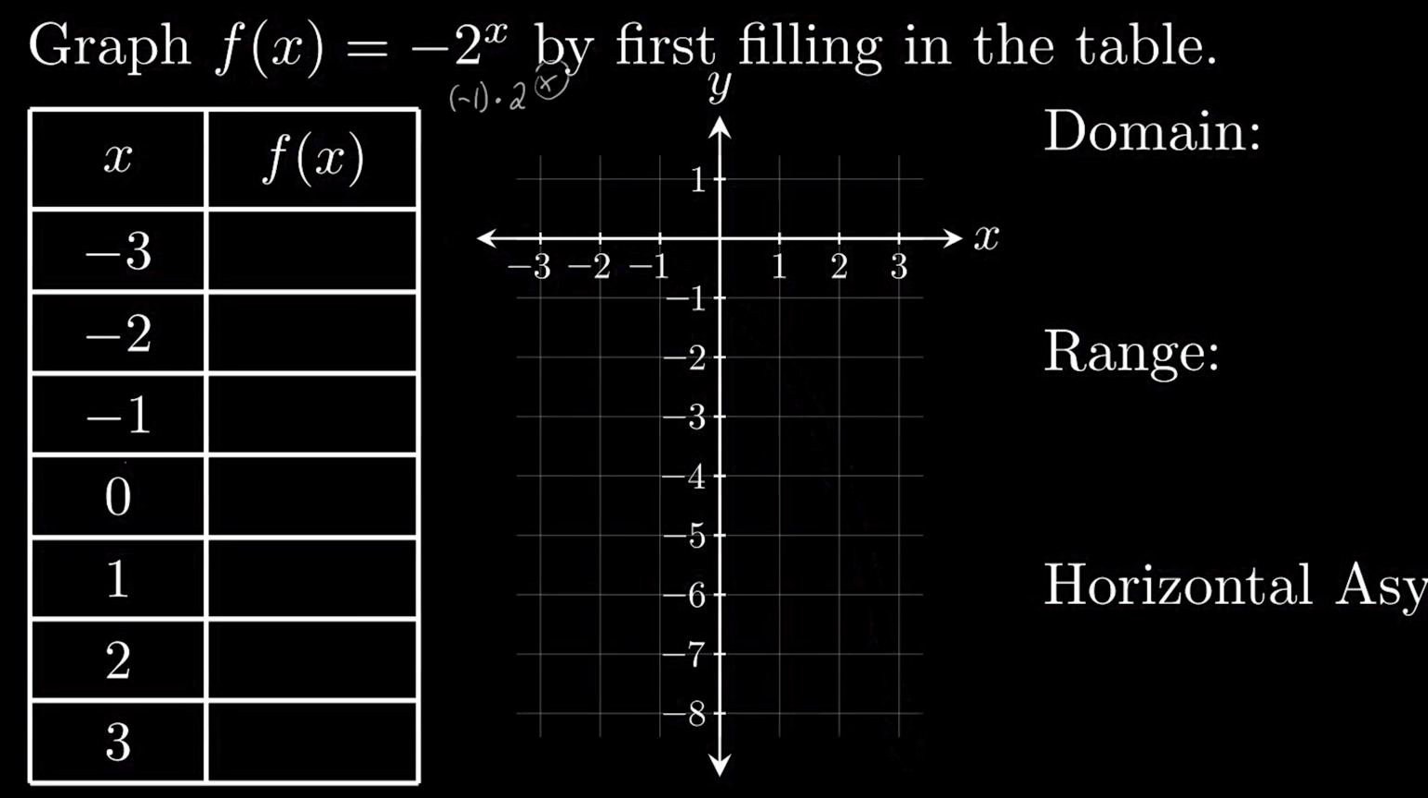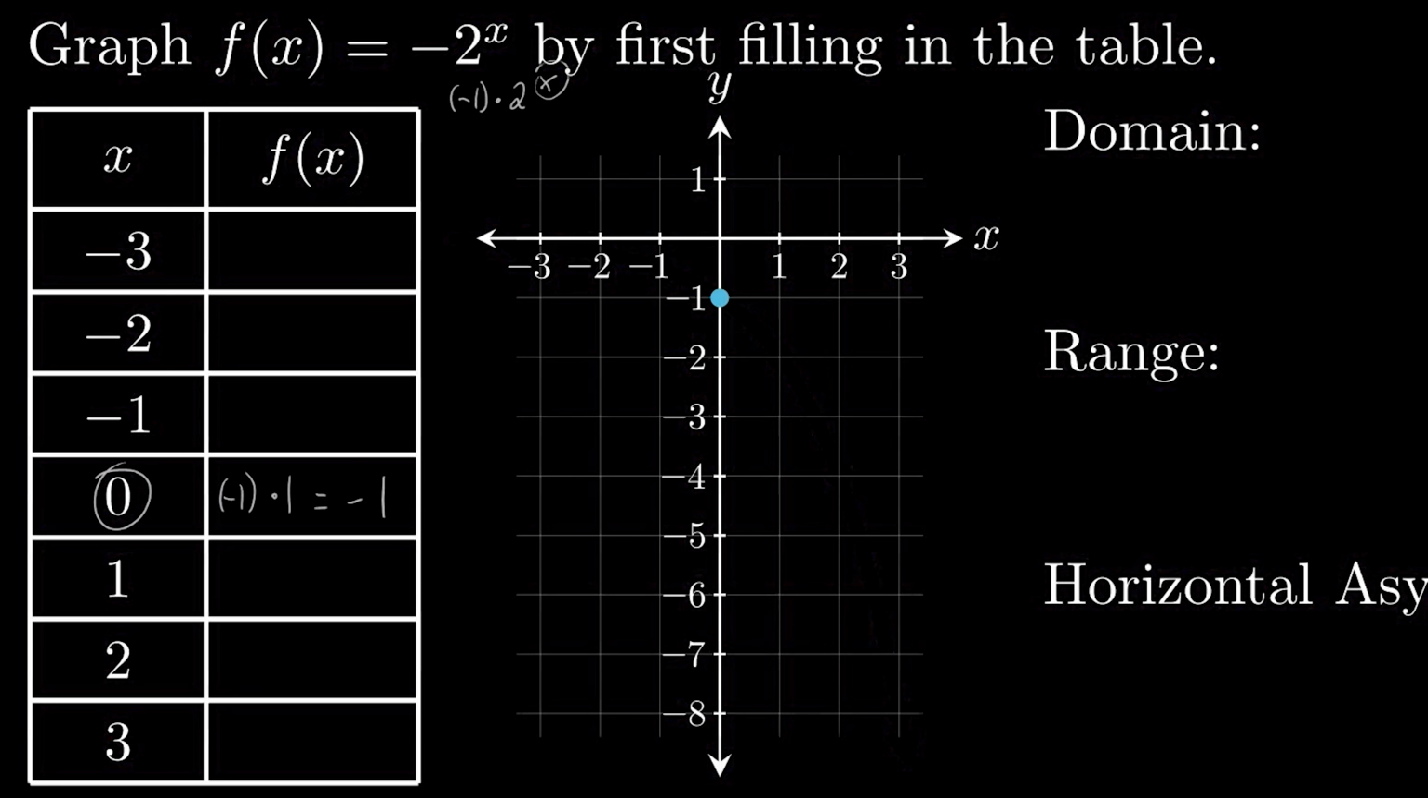For example, if we use x equals 0, it will be 2 to the power of 0, which is 1, but then multiplied by that -1, resulting in -1, giving us the first point on the graph, (0, -1).